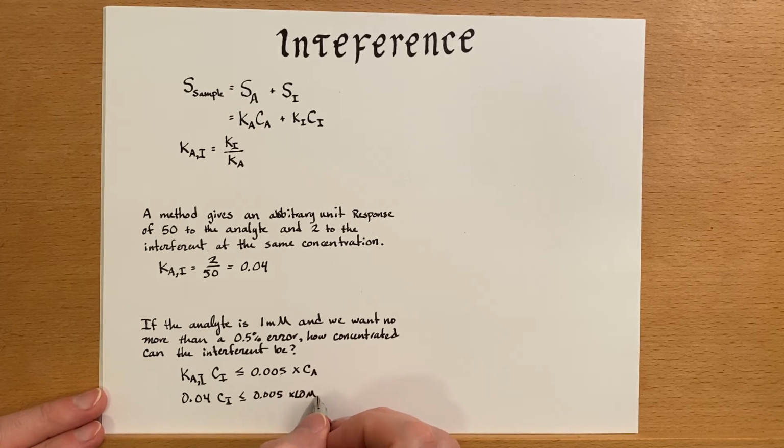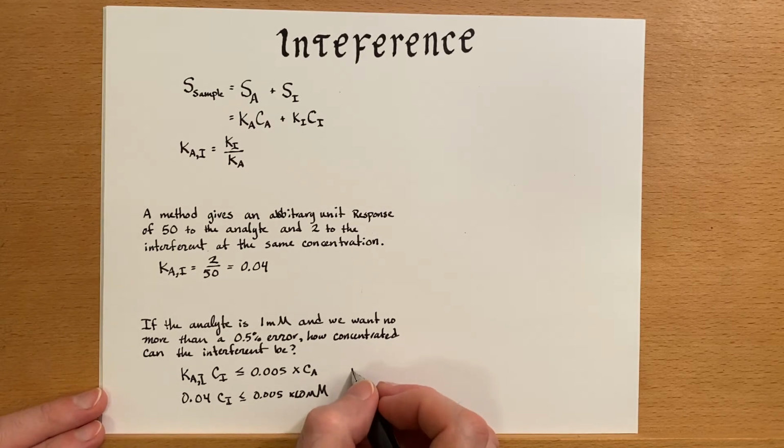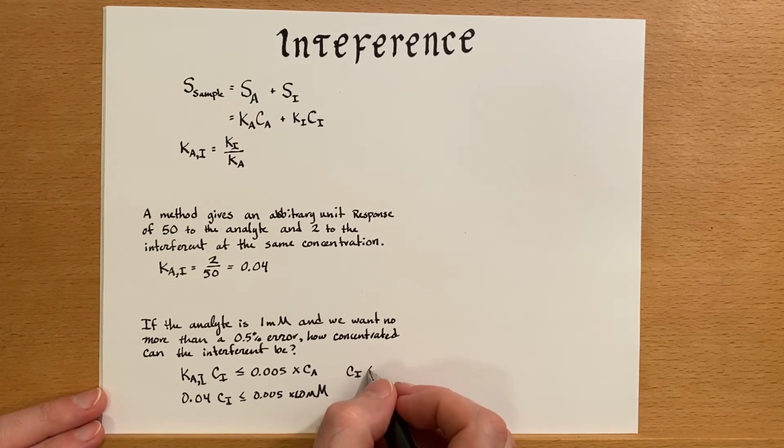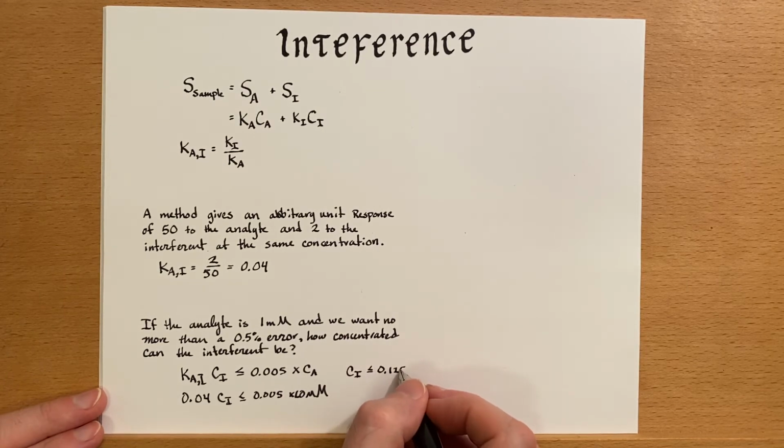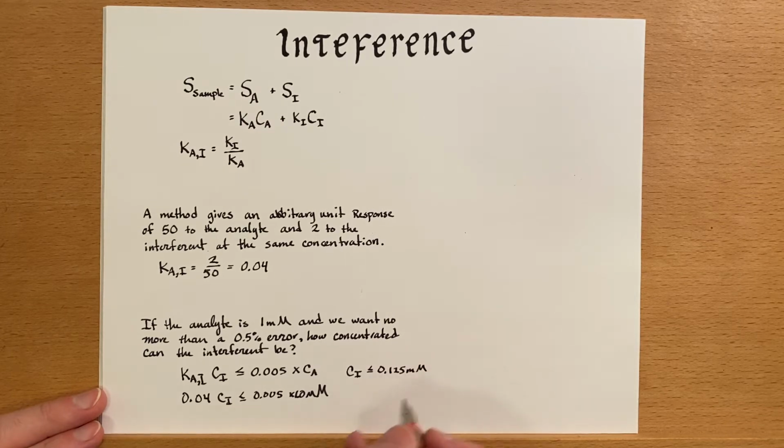So 0.005 times 1 millimolar. And then over here, if we just do a little bit of manipulation, we'll find that the concentration of our interferent, I'm going to just go ahead and write it over here, has to be less than or equal to 0.125 millimolar, which is actually relatively large, and that's pretty much due to the fact that we want a small error.